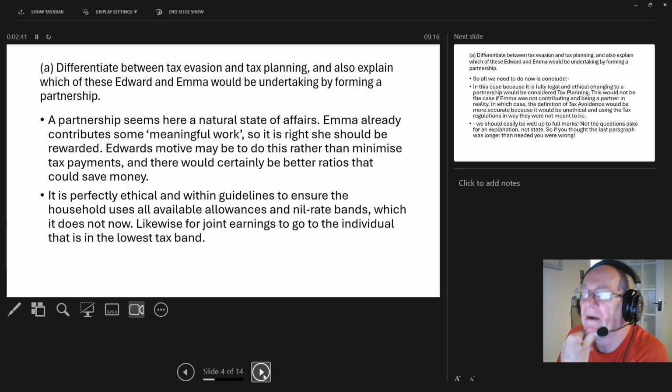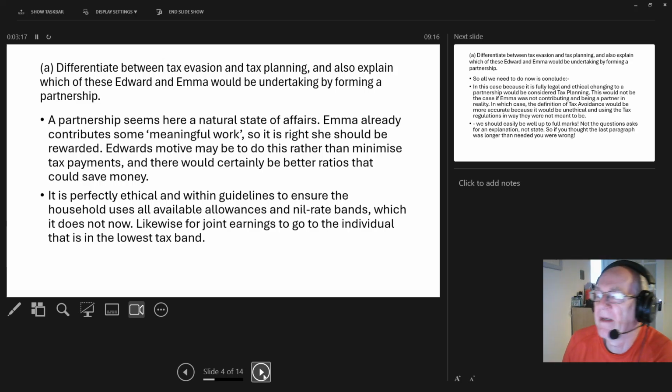So carry on then. A partnership seems here a natural state of affairs. It's not waffle, this is relevant. They are actually working as a partnership. Emma already contributes some meaningful work, the correct terminology, so it's right, she should be rewarded. Edward's motive may be to do this rather than minimise tax payments. It doesn't say he's trying to minimise tax payments in the question, and there would certainly be better ratios that could save money in terms of tax. They could actually do a slightly higher ratio towards Emma and save more tax than the 80-20 works out at.